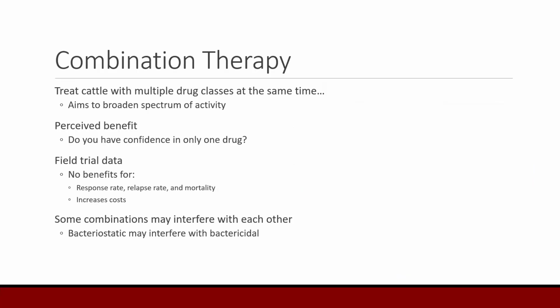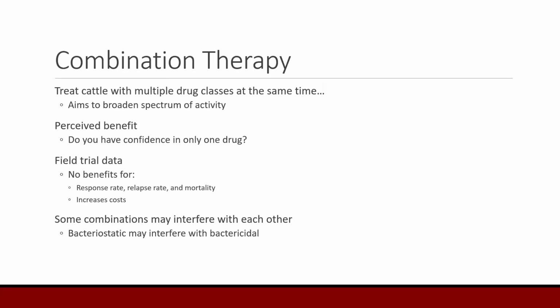Okay. So one thought that could come to your mind is why don't we use combination therapy? Why don't we give multiple drug classes at the same time so that initial treatment broadens the spectrum of activity? So some perceived benefits. Do we think that one drug is good enough, right? So maybe I should administer 2 shots, akimbo style, right to their neck, right? Treat them at the same time, broaden my spectrum off the bat, okay?